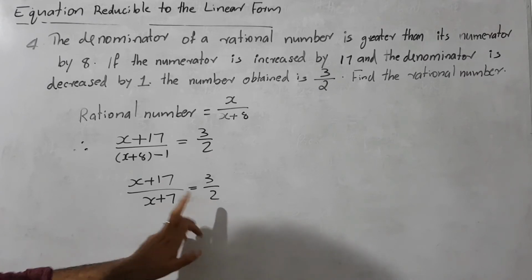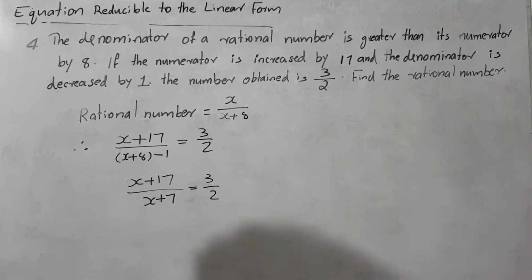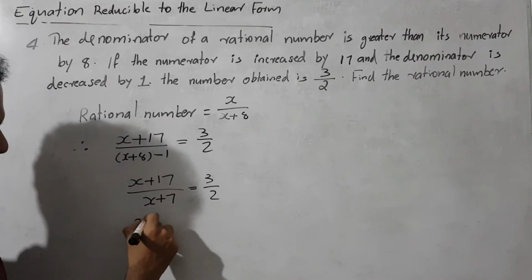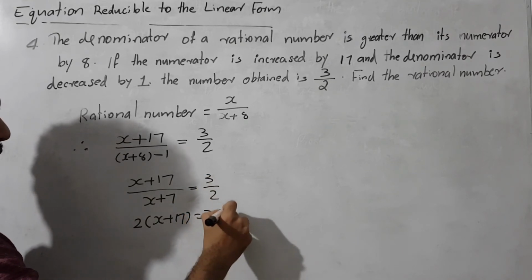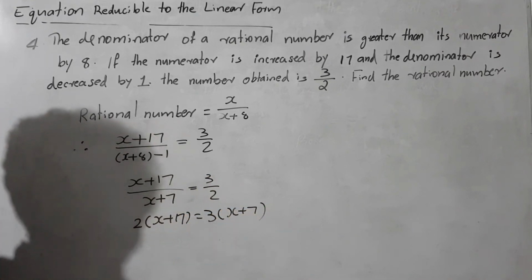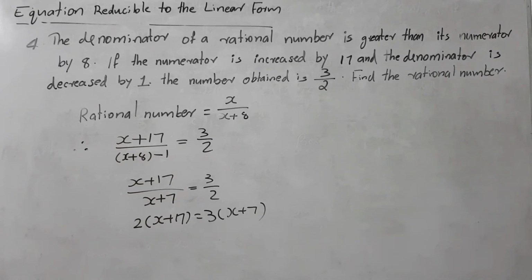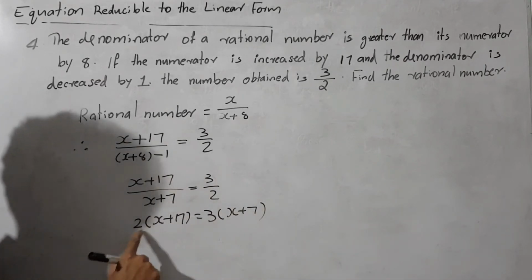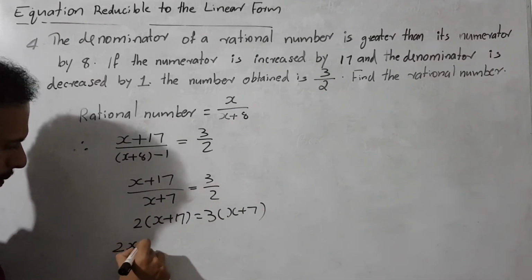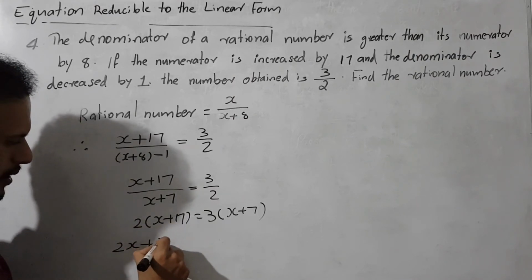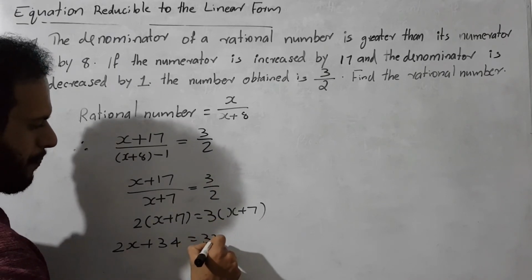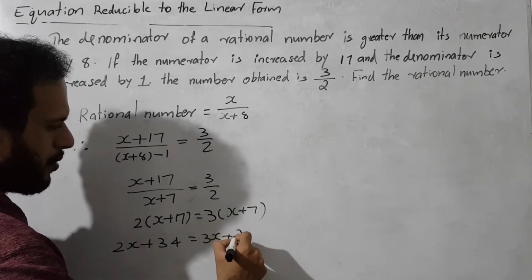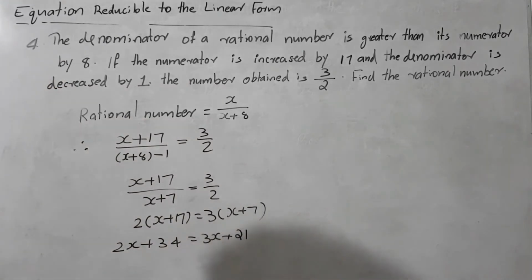Then both sides of the equality are in the form of fractions. Then what is next? Cross multiplication. 2 into x plus 17 is equal to 3 into x plus 7. Then what is next? Expand the bracket. 2 into x, 2x, plus 2 into 17, 34, is equal to 3 into x, 3x, plus 3 into 7, 21. Correct?